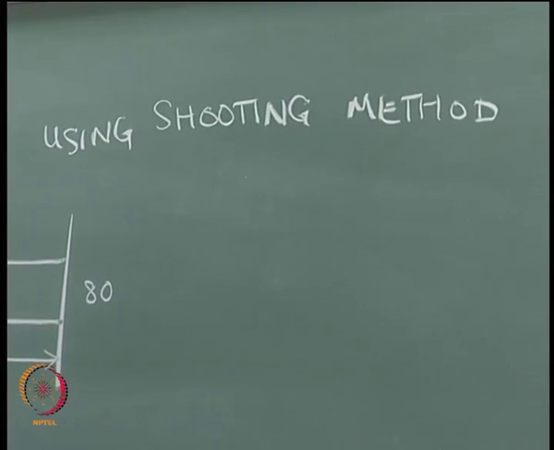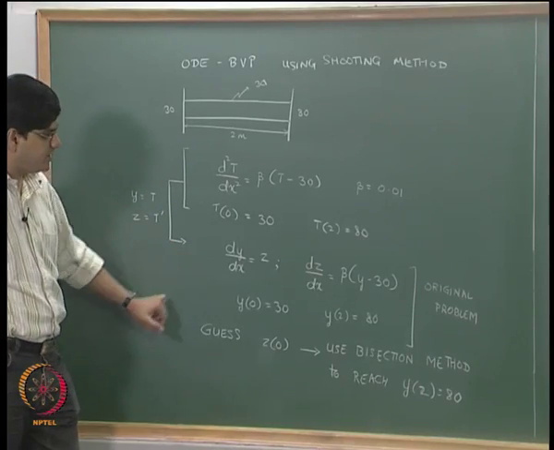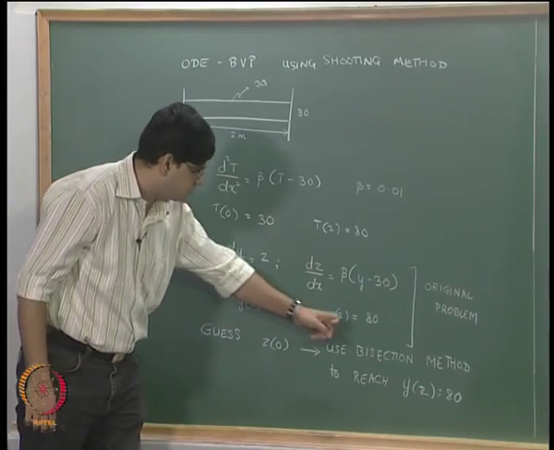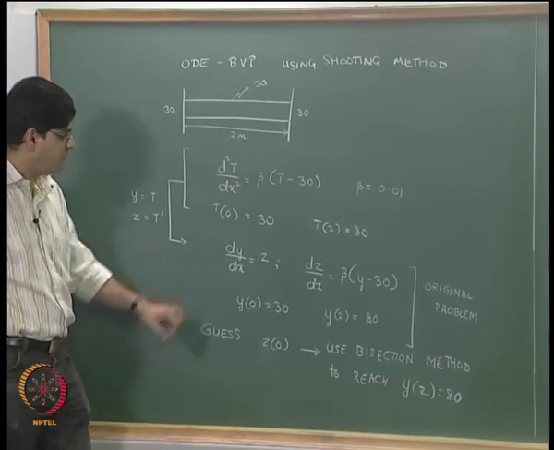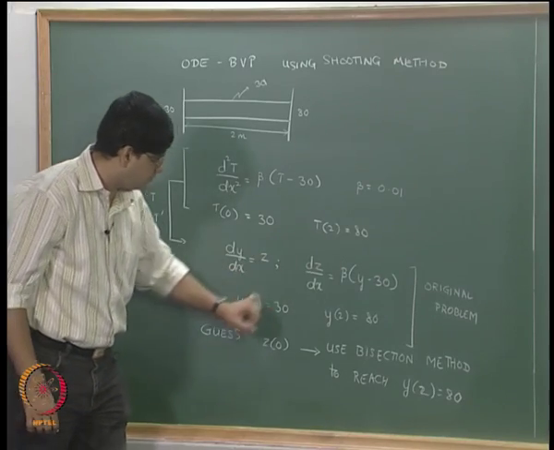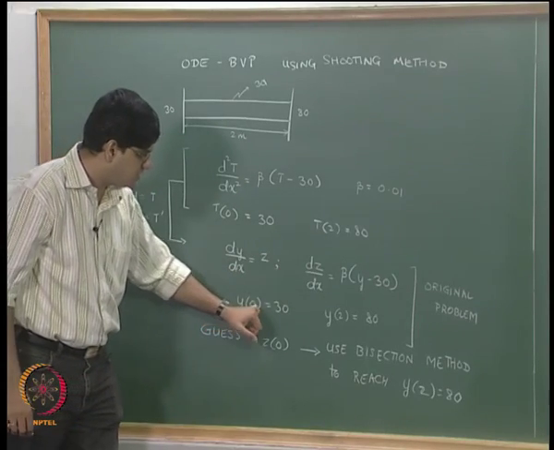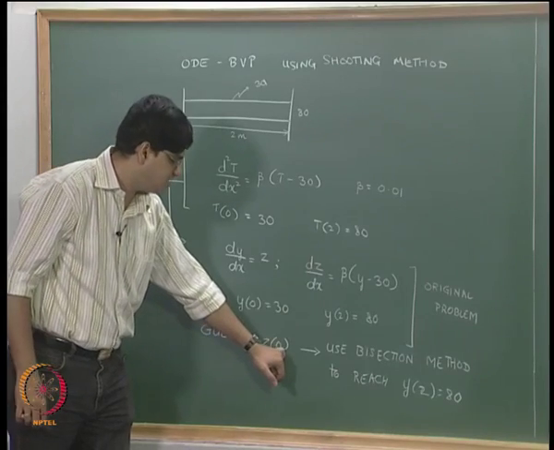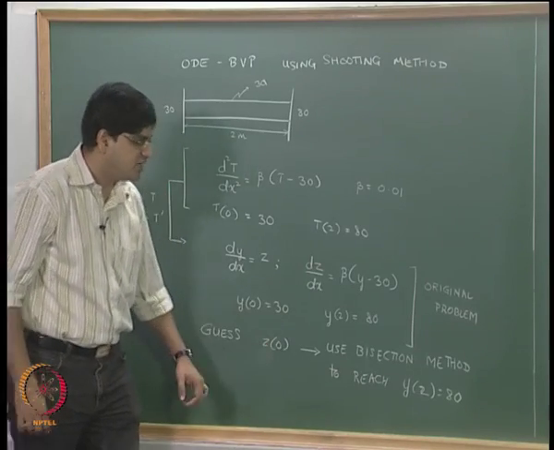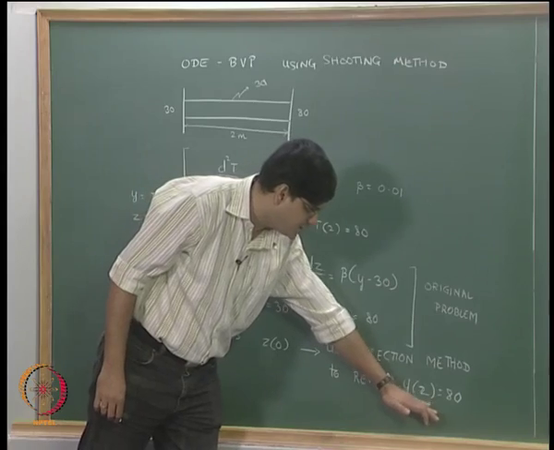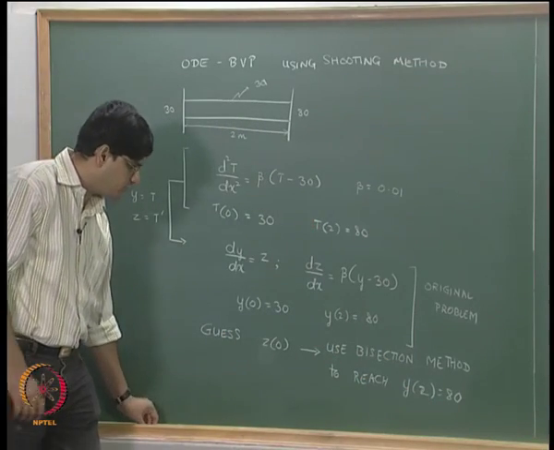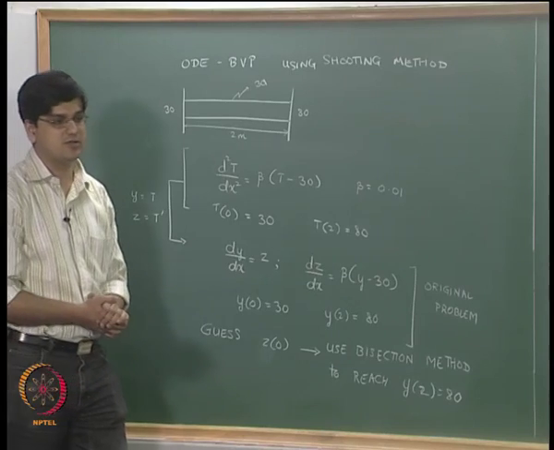To recap, the boundary value problem that we are interested in solving is these two equations subject to these two boundary conditions. Instead of that, we are going to solve the same initial value problem with the condition y0 equal to 30, and we will keep varying the condition z0 such that finally we should be able to match the condition y2 equal to 80. So, that is the problem that we are going to look at using Microsoft Excel.